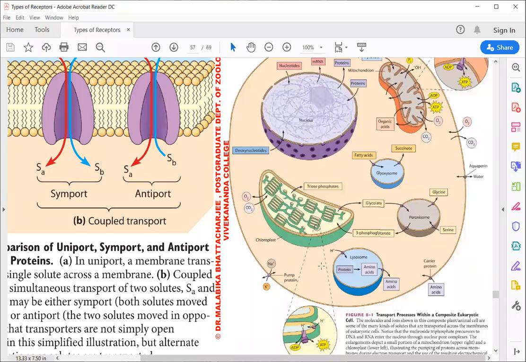You can see hydrogen entering into the lysosome. There is a pump out here. There's also a pump out here. Hydrogen entering the lysosome. So a variety of transport mechanisms are here.